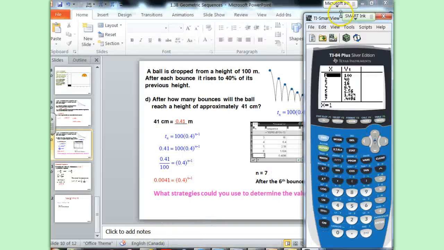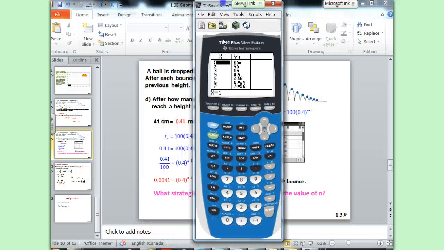So if you go to your graphing calculator, again, we're dealing with this question, you go to your graphing calculator and you type in y equals, and why don't you just type in the general term, y equals 100 times 0.4 to the x minus 1. So that is the height of the ball after every bounce, right? I've just typed in that general term.